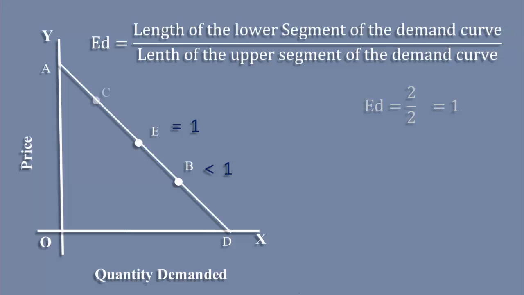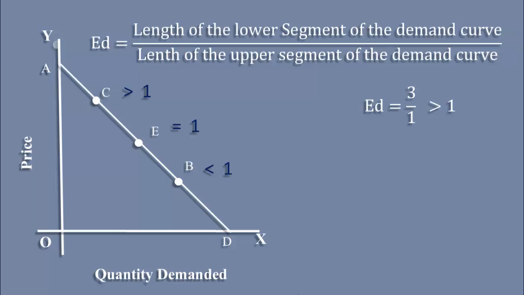Consider point C. There, the lower segment is 3 centimeters and the upper segment is 1 centimeter. Three divided by 1 equal to 3. 3 is greater than 1. Hence, demand is relatively elastic at point C. Using the same technique, we can estimate the elasticity at points A and D.